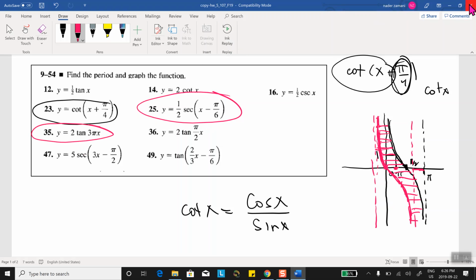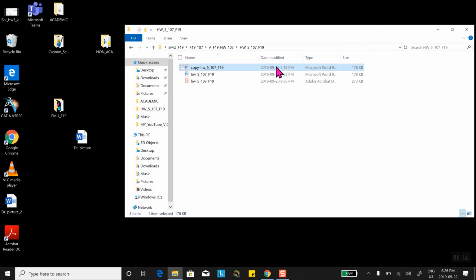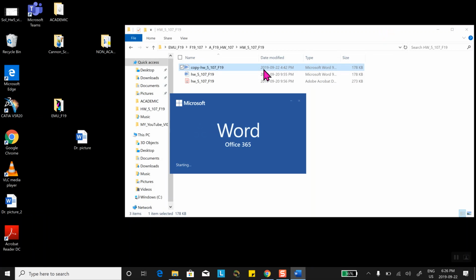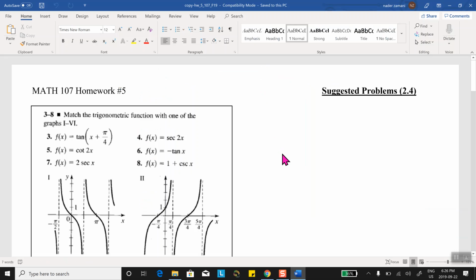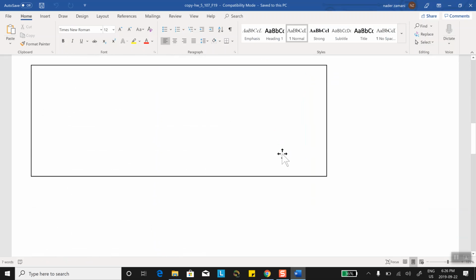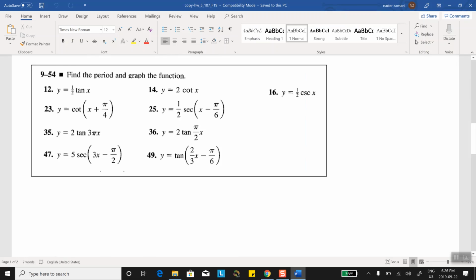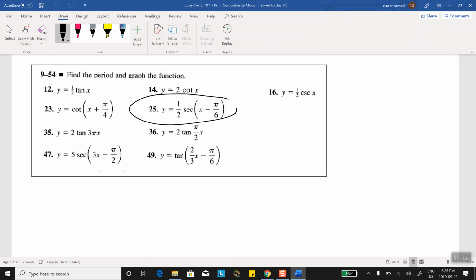So let me close this, open it up again. Which problem are we doing now? We are doing that problem. Okay. So y equal to 1/2 secant of x minus pi over 6.